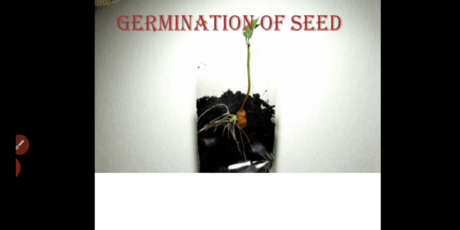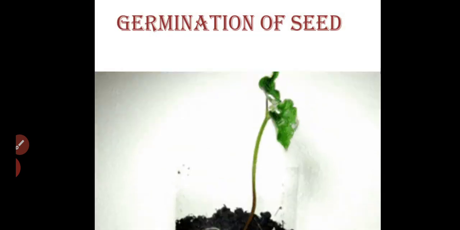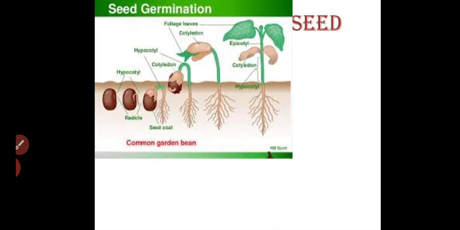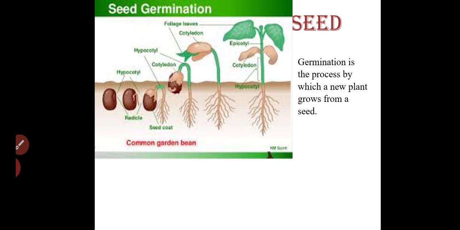Now we are going to discuss the germination of seeds. You can observe here. You can see that the seed is producing a stem and the roots are below the soil. And what do you mean by the germination of seeds? You can see that the seed is sprouting roots outside, and it is giving the stem, and the leaves are being produced by that. So what do you mean by germination? Germination is the process by which a new plant grows from a seed.